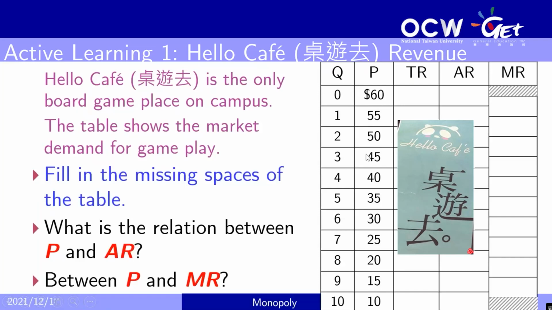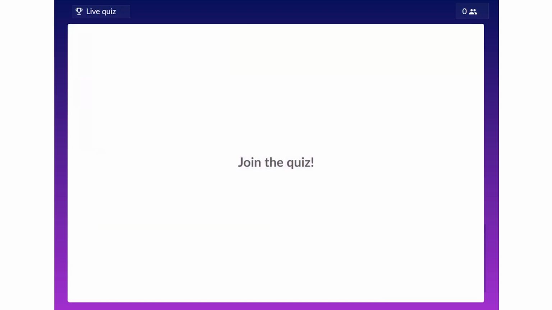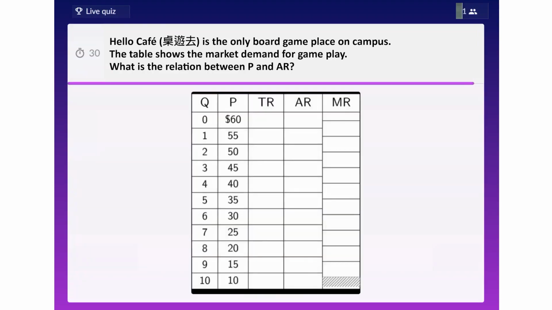All right, so let's try this. Okay, so here we have the quiz. Okay, so here you have the table over here. So what is the relationship between the price and average revenue?